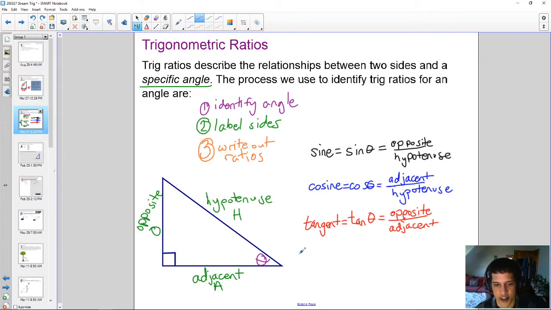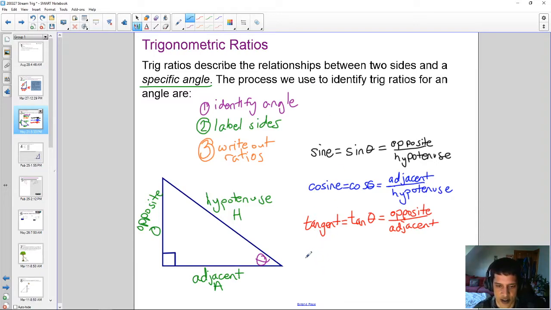So we have these three relationships that relate a trigonometric function of our angle. Sine of theta is going to equal the length of our opposite side divided by the length of our hypotenuse. Cosine is the length of our adjacent side divided by the length of our hypotenuse. Tangent is opposite divided by adjacent. Okay? And there's a really nice word or phrase that we use to help us remember this.